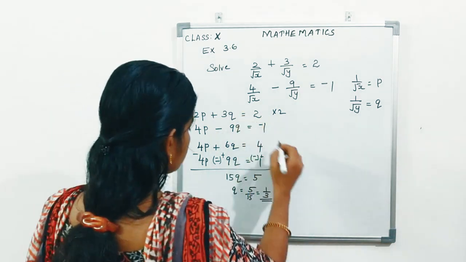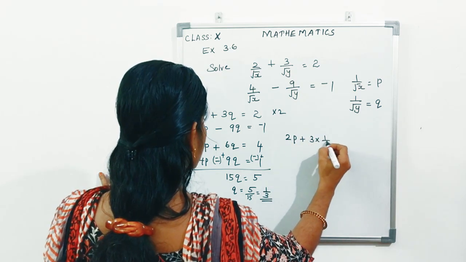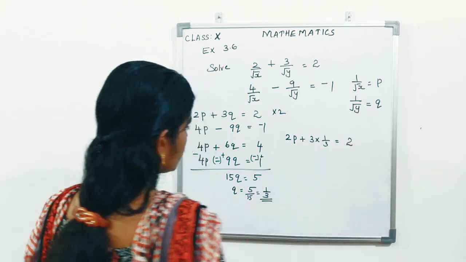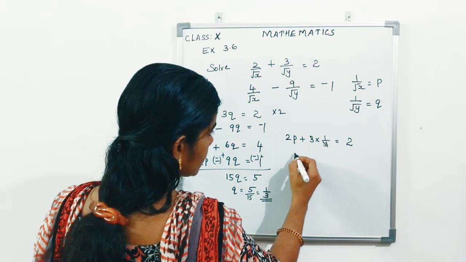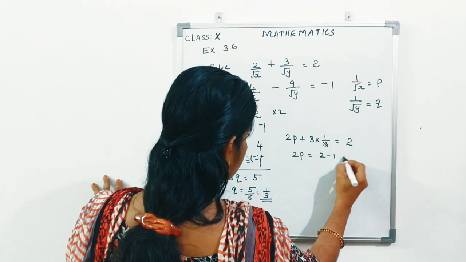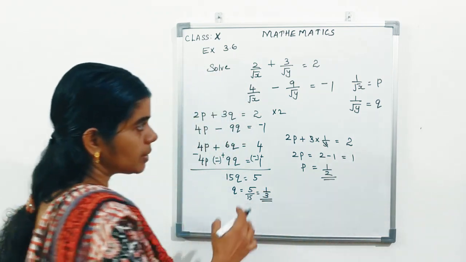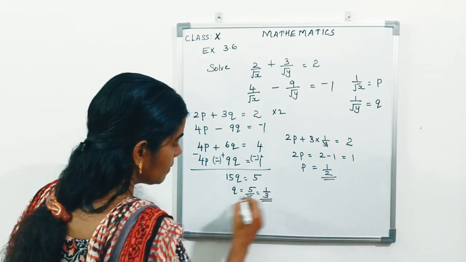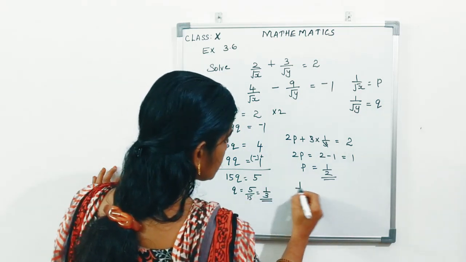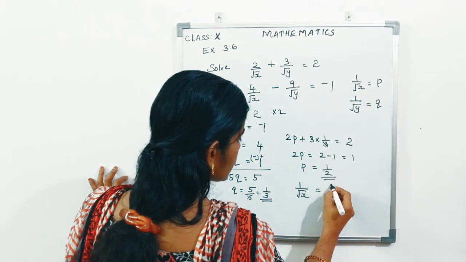Then substitute this q value. 2p plus 3 into 1 by 3 is equal to 2. q you got 1 by 3. Then 2p is equal to 2 minus 1, that is 1. p is equal to 1 by 2. p and q you got. Now 1 by root x is equal to p, that is 1 by 2.